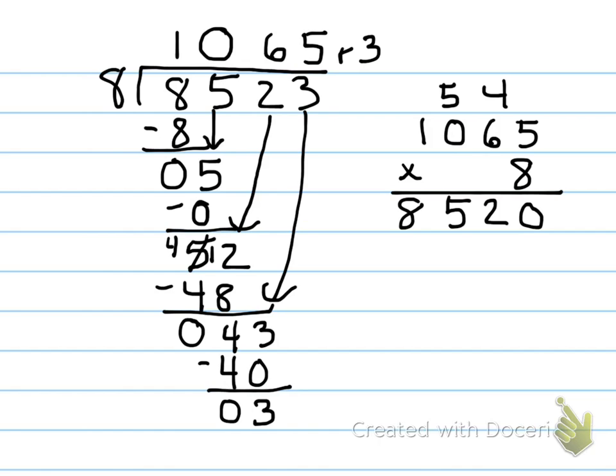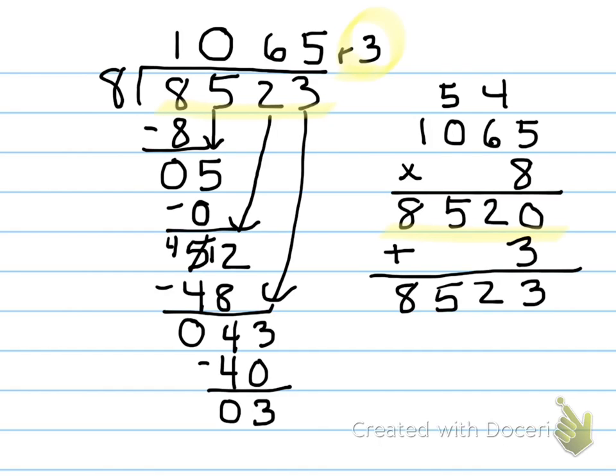Okay, so now check it out. This does not match your dividend. Not yet, at least. Now, you're going to add your remainder. So, add 3, which is your remainder. Ah, there we go. This matches this. Whew. So, don't forget to add that remainder in there, and it'll match perfectly, right? Divisor times the quotient, add the remainder.